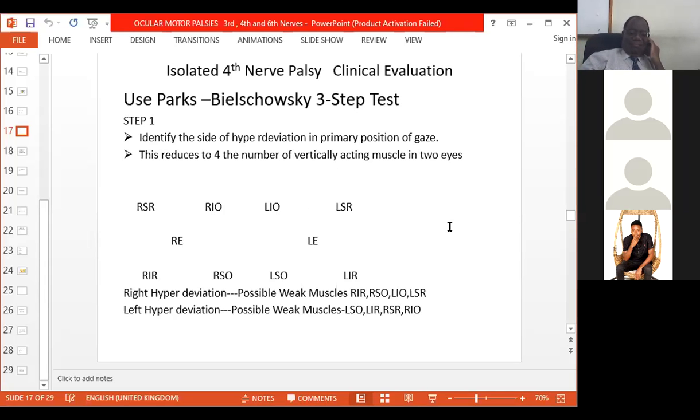Are we clear there? This is where the game is. If the right is higher, the depressors of the right are weak, or the elevators of the left are weak. That's why the right is looking higher. Common sense there. So a right hyperdeviation, you have right inferior rectus, right superior oblique, left inferior oblique. These four muscles will be the ones responsible, one of them.